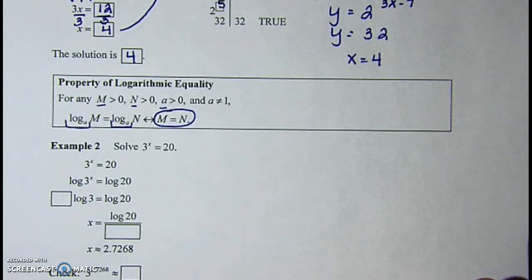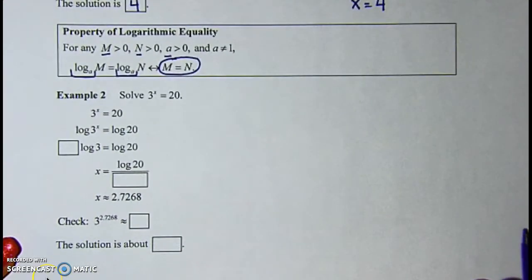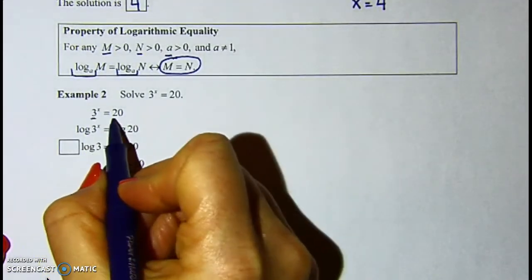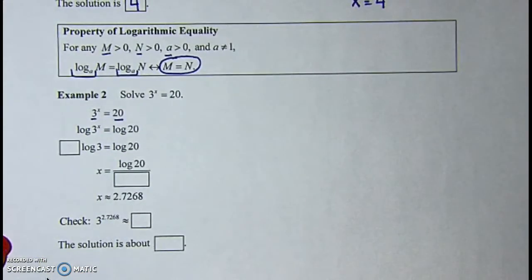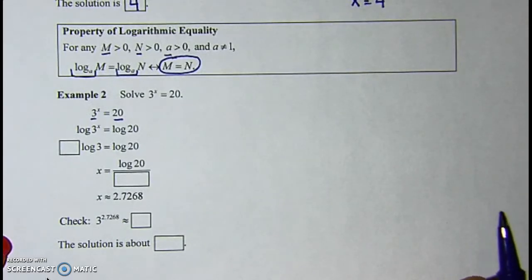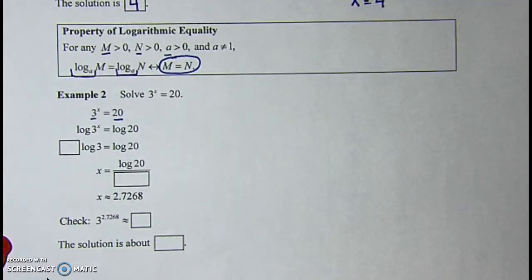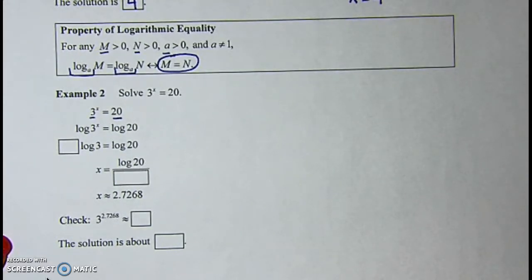So in example 2, I have solve 3 to the power of x equals 20. Well, I noticed that their bases are not the same, and I cannot rewrite 20 using a base of 3 to some power, so I can't use our base exponent property above. But I do know that if I multiply the left side by something and the right side by the same something, it keeps its equivalence.